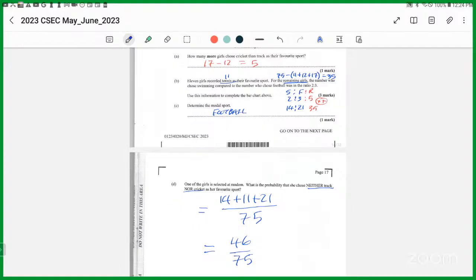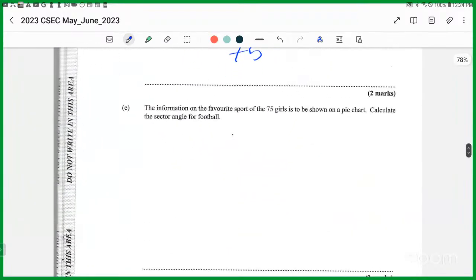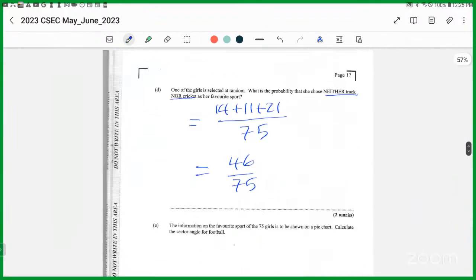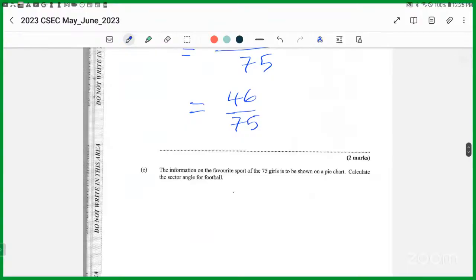Yes, sir. All right. Next part says the information on the favorite sport of the 75 girls is to be shown on a pie chart. Calculate the sector angle for football. Remember the sector angle is out of 360, right? Total angles in the pie chart are going to be 360. So it's going to be the number for football, which is 21, out of the total 75, and that is the fraction of 360. That's the angle for football. I can just call it football angle.